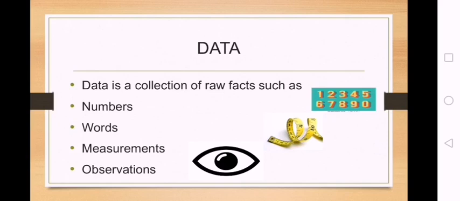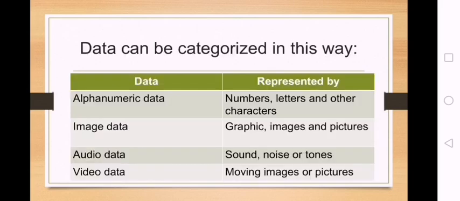Data is basically a collection of raw facts such as numbers, words, measurements, and observations. We can categorize data in this way. Alphanumeric data consists of numbers, letters, and other characters. Image data includes graphic, images, and pictures. Audio data includes sound, noise, and tones. Video data includes moving images or pictures.